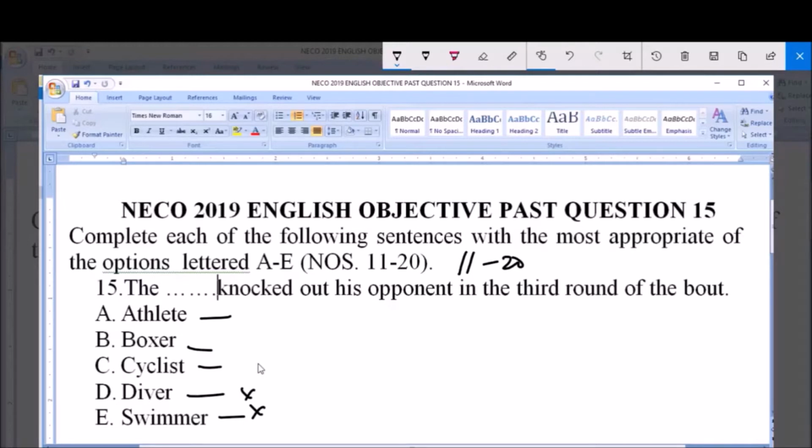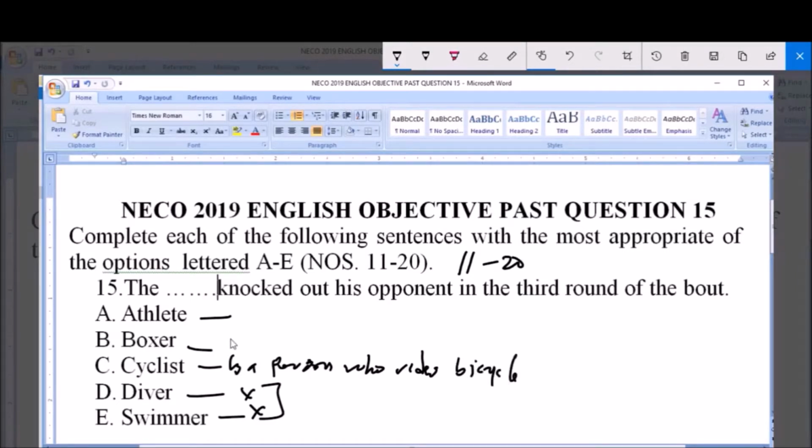And when we talk of a cyclist, a cyclist is a person who rides a bicycle.